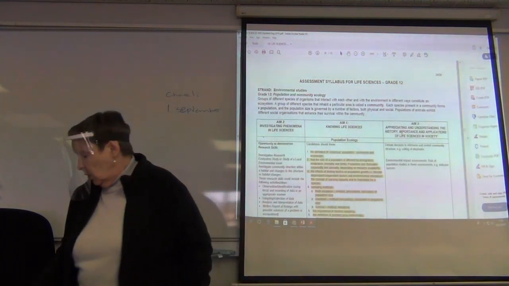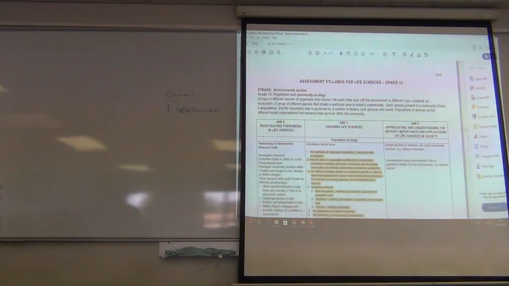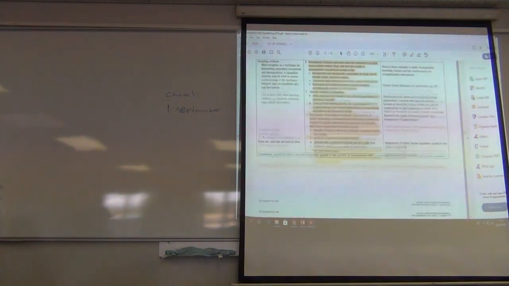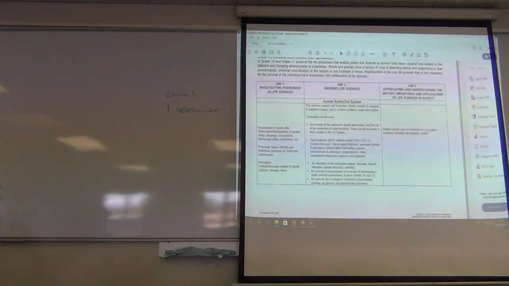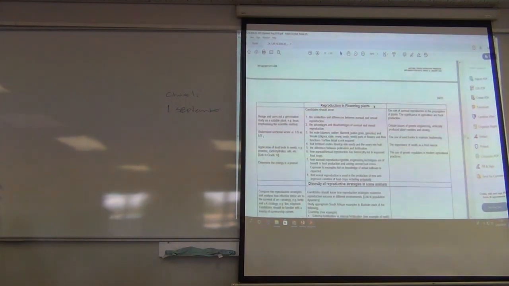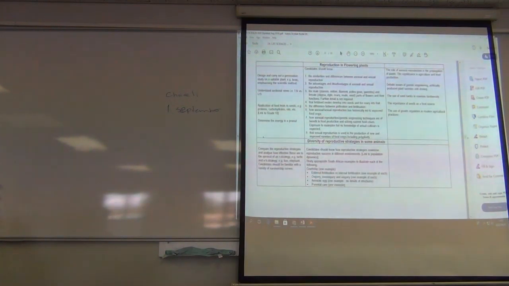So the four sections in Matric are population and community ecology, and as I said, that's what we're going to do now. And then, under life processes in plants and animals, there are a whole lot of different subsections. Human endocrine system, that's hormones. Reproduction in flowering plants. Diversity of reproductive strategies in some animals.